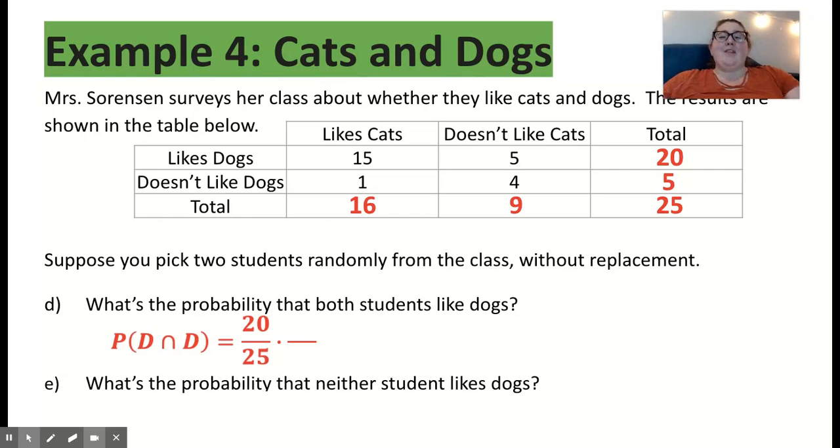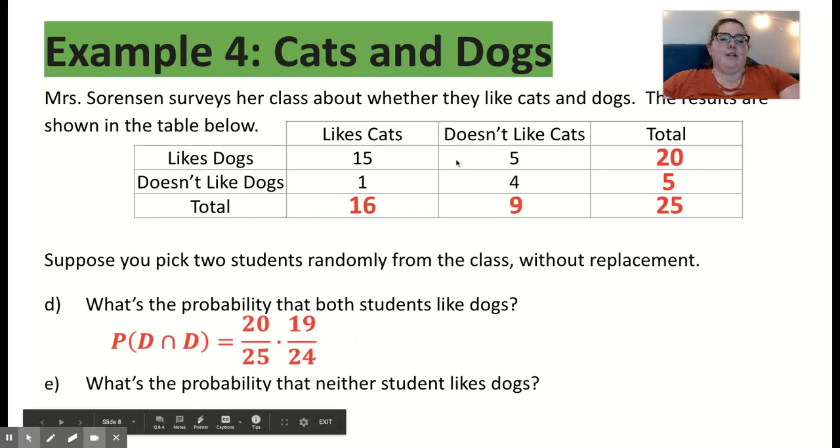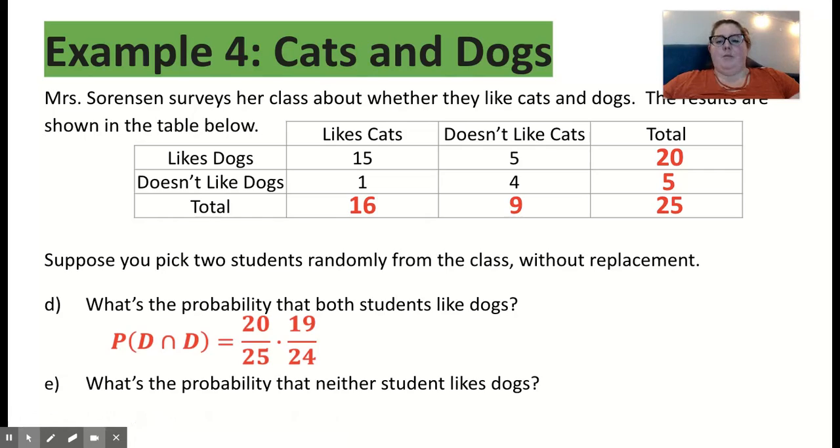But if I'm doing this without replacement, that basically means I don't want to pick the same student twice. I'm dealing with 2 different students here. So when I go to pick that second student, I've already picked 1 student who likes dogs. So now there are only going to be 19 students who like dogs, and there are only going to be 24 students total. So I have to make a slight adjustment. This is another example of a dependent probability, but I can still use that multiplication rule because I'm accounting for that slight change in probability.